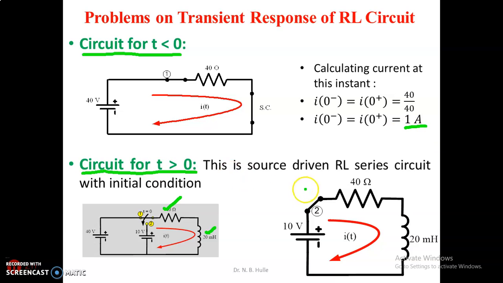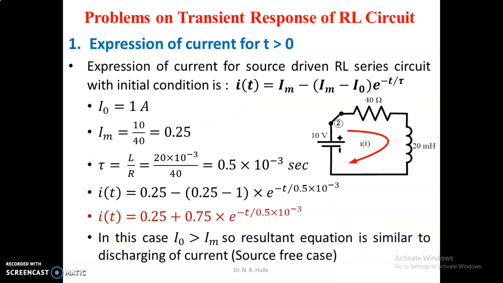In the circuit for t greater than 0, which I have drawn here, the switch was in position 2, and in that case this source was disconnected from the circuit. Only this part of the circuit will remain: this is 40 ohm, this is 20 millihenries, and the 10 volt source exists after switching. Now we will find the expression for the current for t greater than 0.